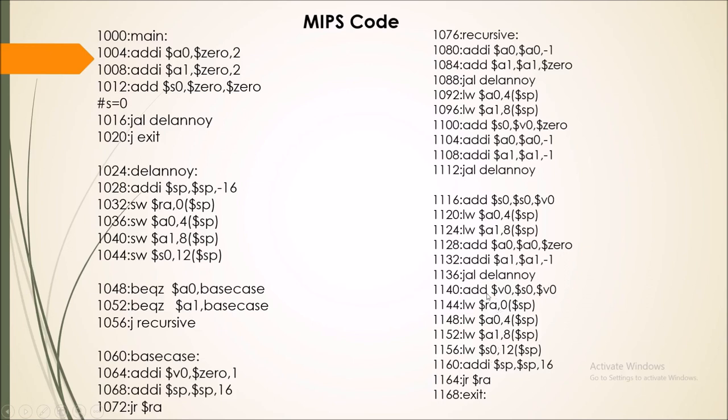So after loading all these values, we will add 16 to the stack, causing the stack to go to the initial state we started from, and then we will jump to the RA value, and once we go to this RA value, it will jump to 1020, the initial RA value we started with. So it will exit the code, and we will have our result of the Delannoy number.